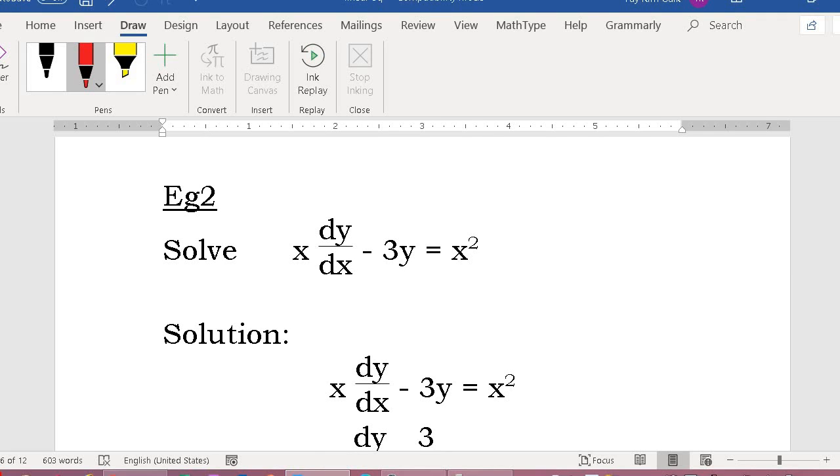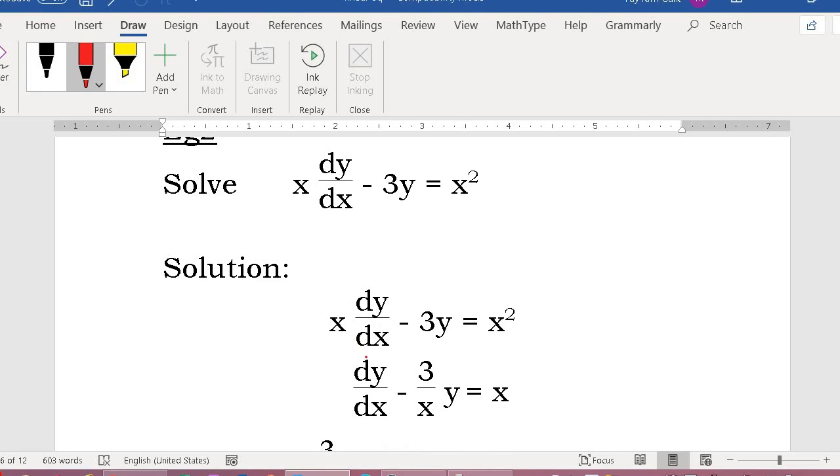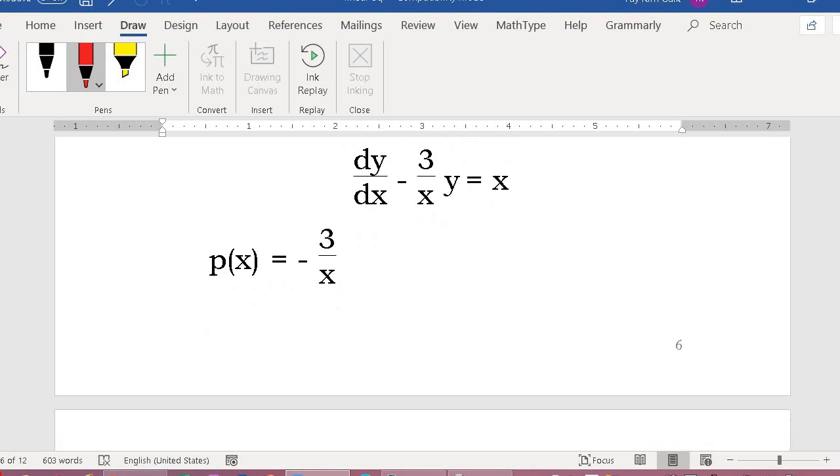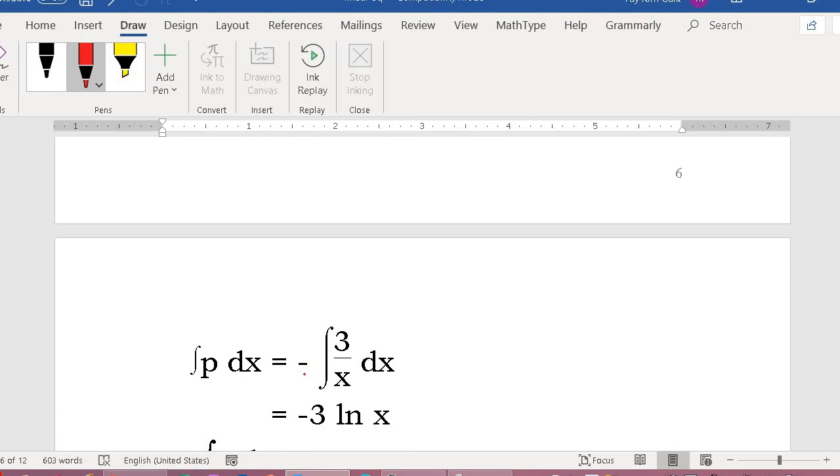Okay, add one more. Solve x dy/dx minus 3y equal to x squared. We rewrite it into the form dy/dx plus p(x)y equal to q(x). First, we divide each term by x, the coefficient of dy/dx. So it becomes dy/dx minus 3 over x times y equal to x. Then p(x) is negative 3 over x, q(x) is x. Then integrate p dx, integrate negative 3 over x dx, we get negative 3 ln x.